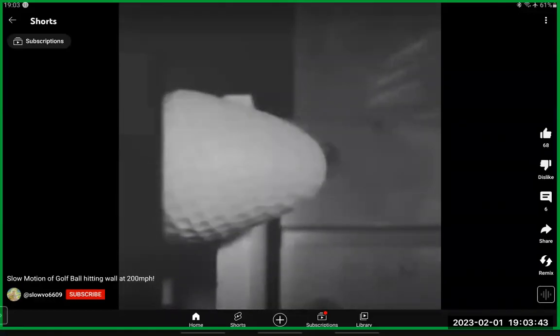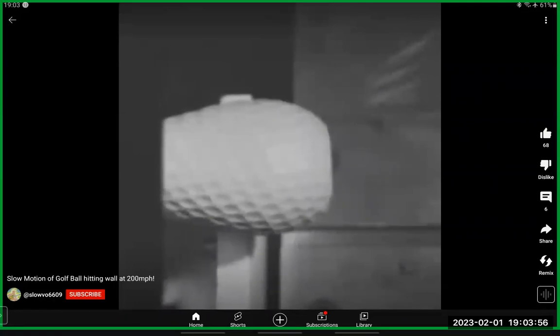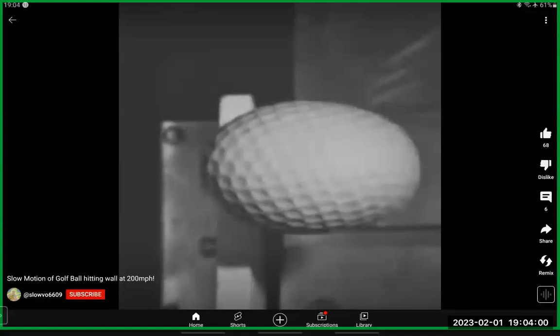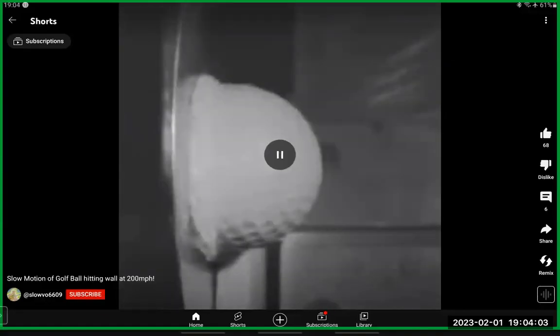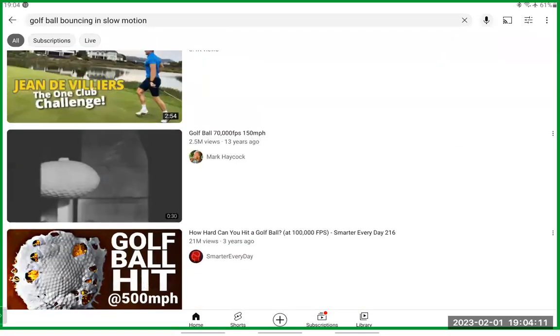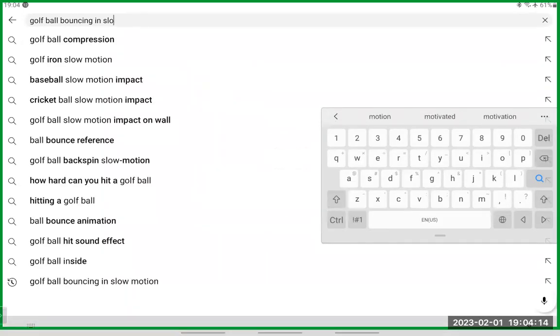This is a golf ball that has been thrown onto a metal target with a speed of 200 miles per hour. And you cannot see these kind of things with your eye because these kind of things are happening at a very slow rate. One last video and then we go.